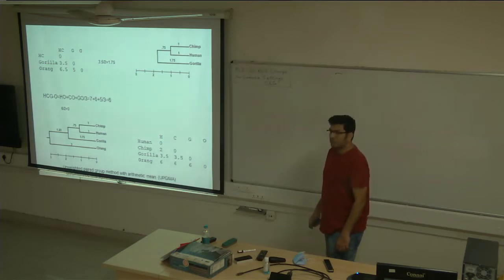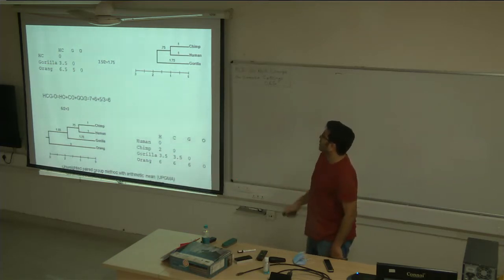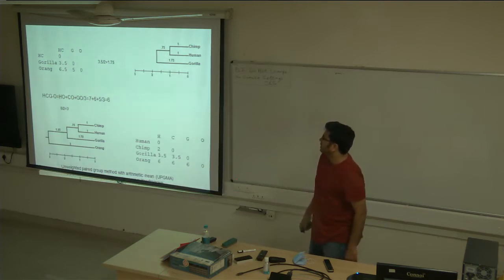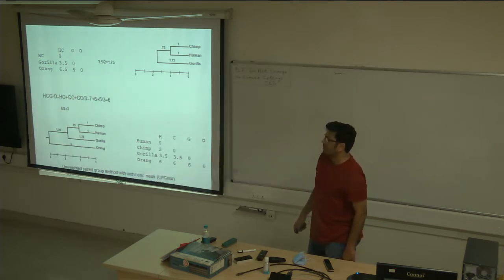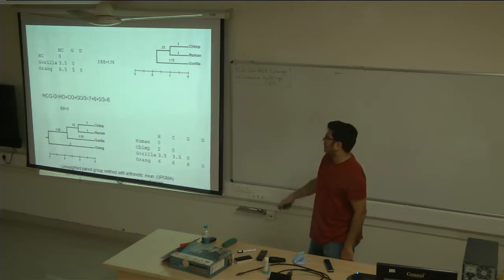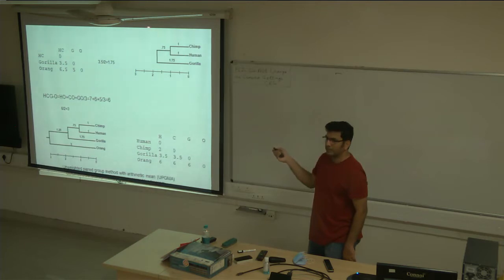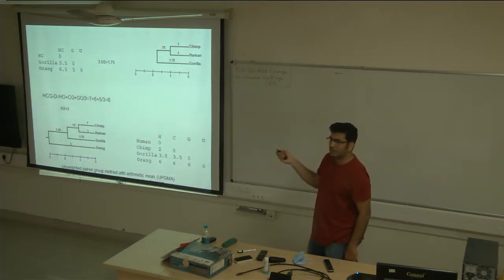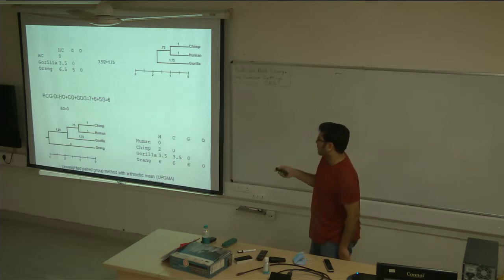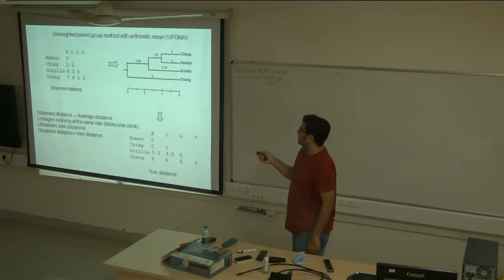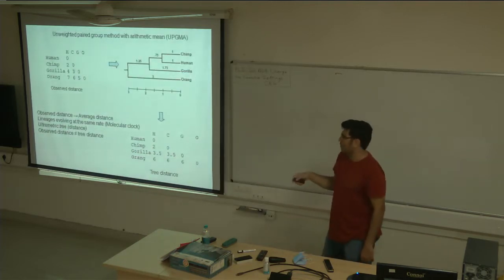So that's why it's called unweighted. In a weighted pairwise grouping with arithmetic mean, gorilla will be equal to human plus chimp in the calculation. So basically, you don't normalize for the branch length, this length here, in a way. Yeah, so that's where the unweighted component of it comes from.